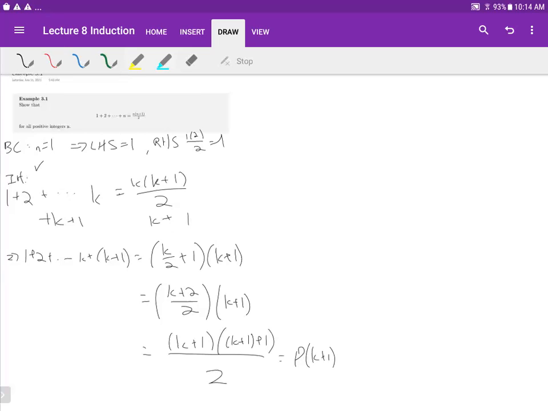So in other words, once we get that 1 plus 2 plus all the way to k plus 1 is equal to k plus 1 times k plus 1 plus 1 over 2, then we have proved the statement for k plus 1 as well. So after you get the statement for k plus 1, and the base case, then you're essentially done with the problem.